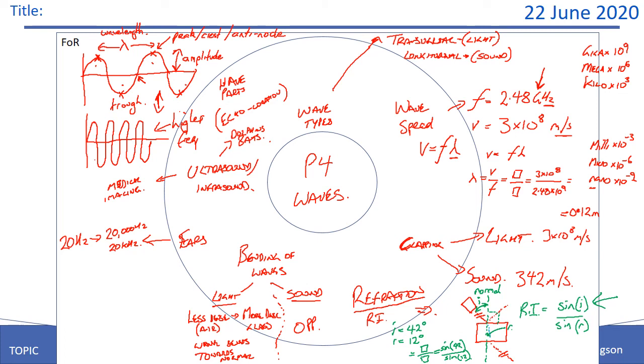Sonar on submarines and on ships. So warships use it to find other ships. Submarines do it to make sure they don't run into anything. Also tracking other ships and the bottom of the ocean, whales, etc. So I'm going to also put in, we've got medical imaging and we've got sonar.